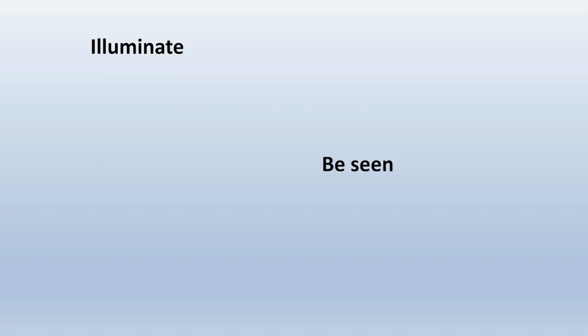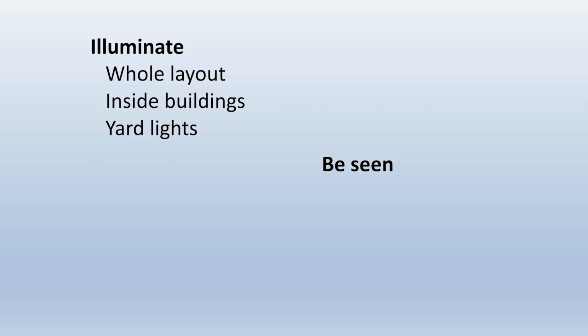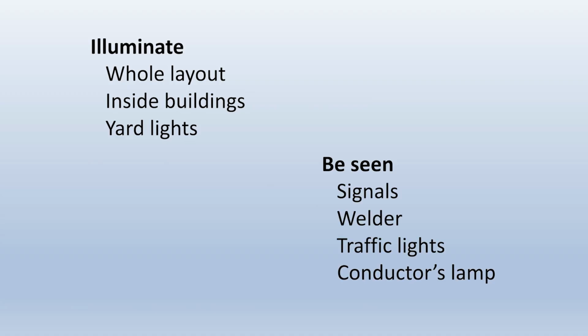Let's look at some examples. You want to illuminate the whole layout, illuminate a whole building, and you're seeing the results of the light shining on something. But to be seen, signals that we've now spoken about, traffic lights, the conductor's lamp, and so on, are there to be looked at. They're not there to illuminate something else. And that means you decide how bright the lights are and which lights you choose to do it.